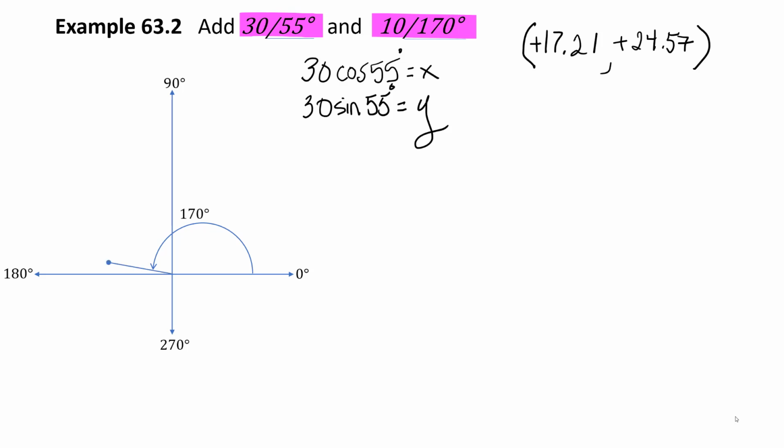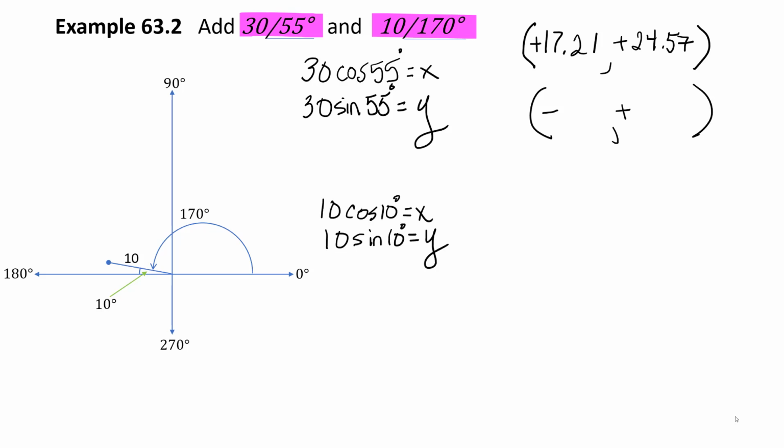And so we're going to go out 10. And that angle there is going to be 10 degrees. First of all, we know we're in the second quadrant. So x is going to be negative, but y will be positive. And we're going to do 10 cosine 10 degrees is x. 10 sine 10 degrees is y. We'll put those values in there once we punch that into the calculator.